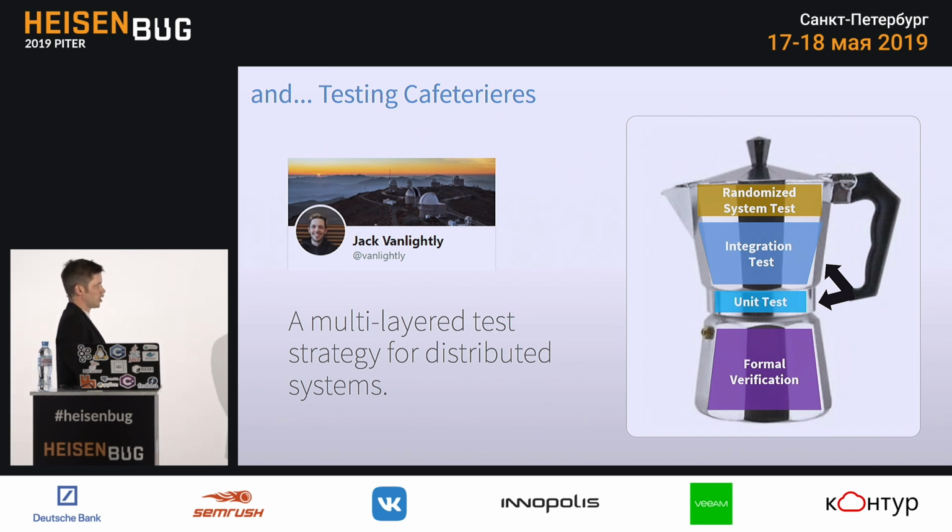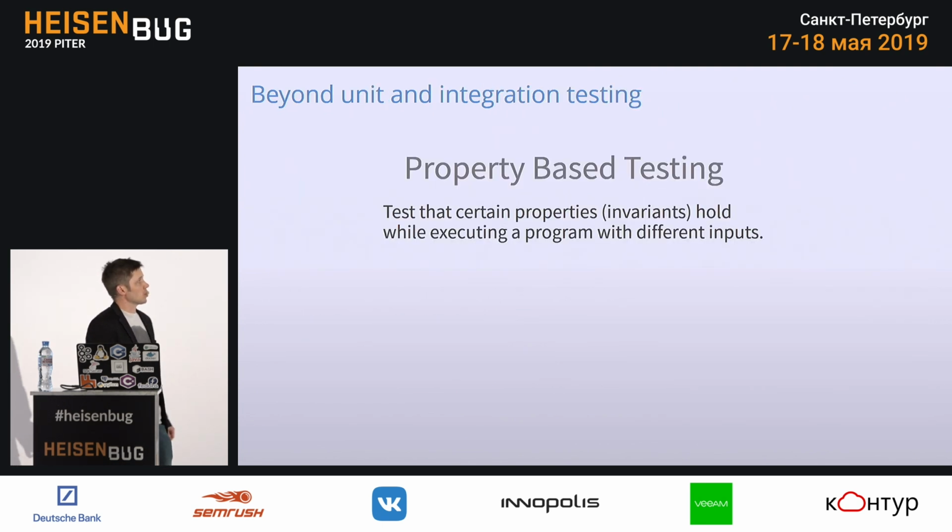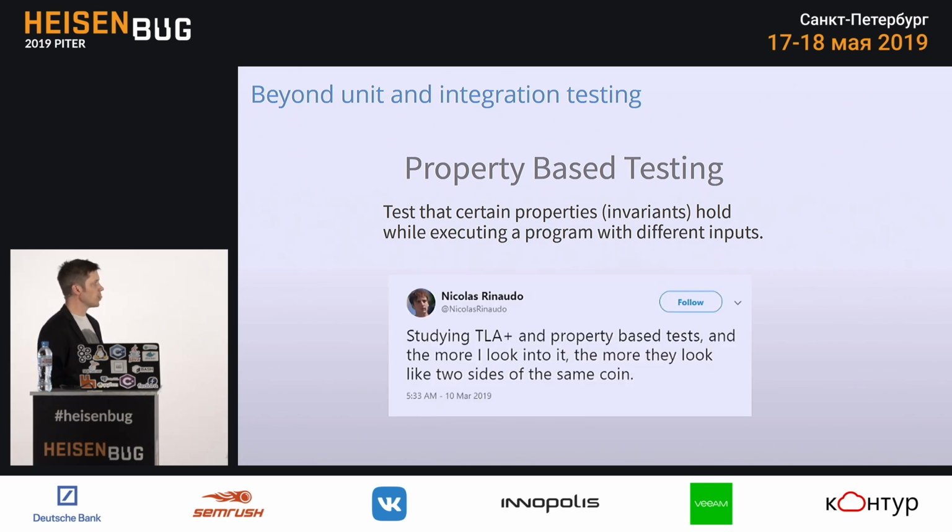So what about randomized system testing? Let's see what that's all about. It's basically a form of property-based testing, okay, where we check that certain properties or invariants hold while executing the program with different inputs. And that sounds remarkably similar to what we just covered in TLA+, which is where we model a system, we execute it with different inputs, and properties, invariants, when violated, can tell us when it's got a defect. So, you know, 2 sides of the same coin.